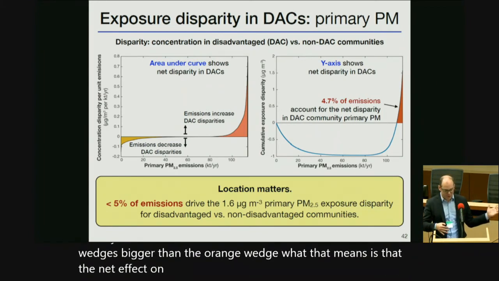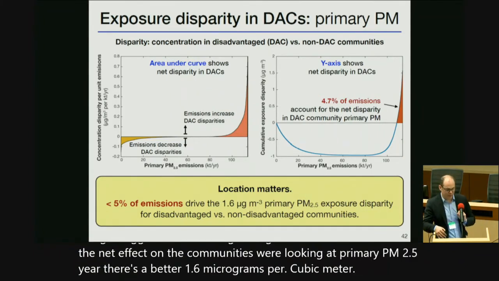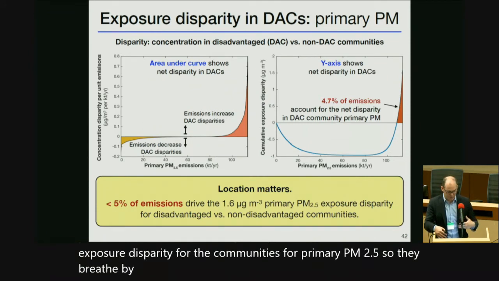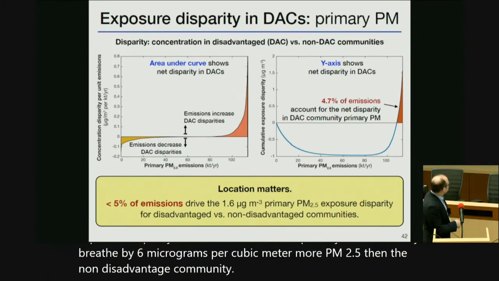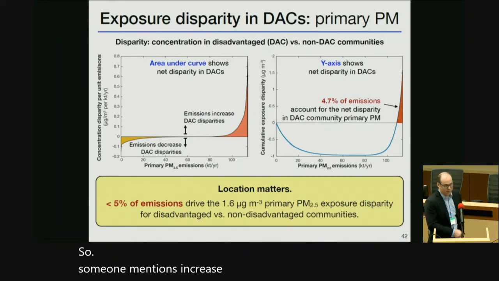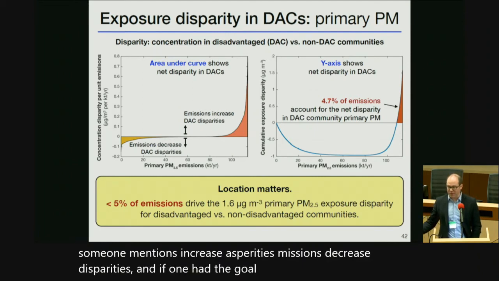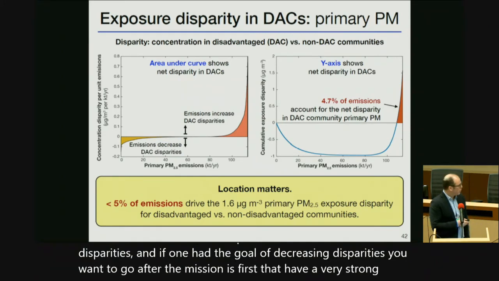We're looking at primary PM2.5 here. There's about a 1.6 microgram per cubic meter exposure disparity for the EJ communities for primary PM2.5. So they breathe 1.6 micrograms per cubic meter more PM2.5 than the non-disadvantaged communities. So some emissions increase disparities, some emissions decrease disparities. And if one had the goal of decreasing disparities, you want to go after the emissions first that have a very strong impact on increasing disparity, right?